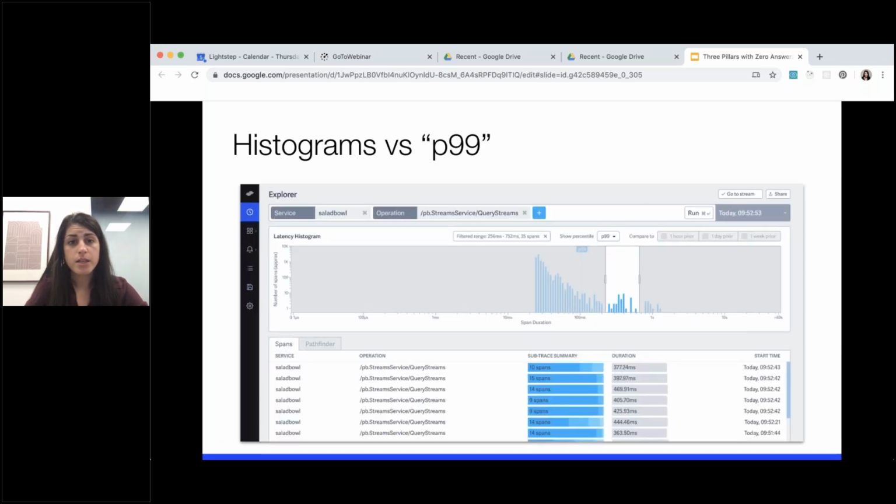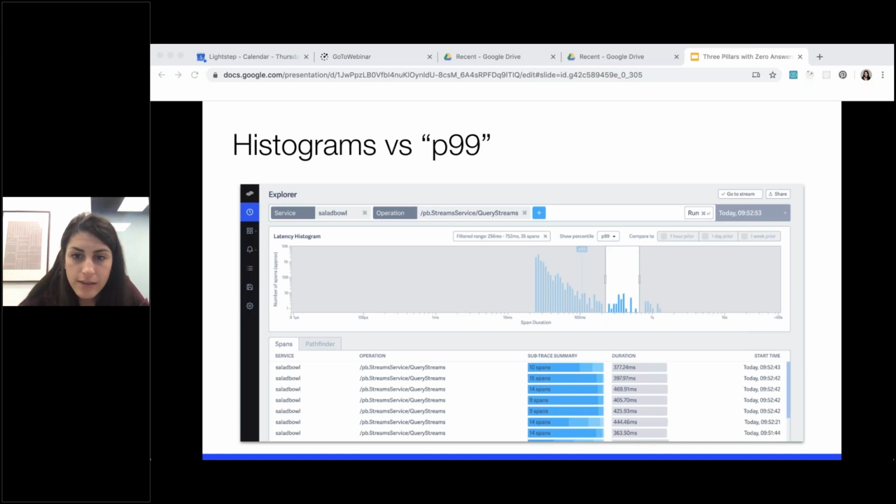I also wanted to quickly discuss histograms because I think that's pretty important in the refinement of the latency search space. Here you can see a histogram. This is a screenshot of the Lightstep product, and this is a histogram for latency of a particular request. The x-axis here represents slowness, so the further right that you go, the slower it is. And the y-axis here represents frequency, so the further up you go, the more data there is.